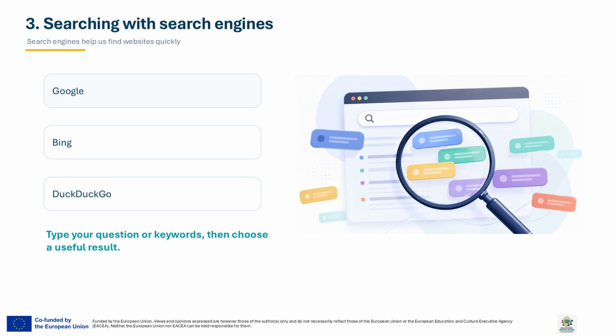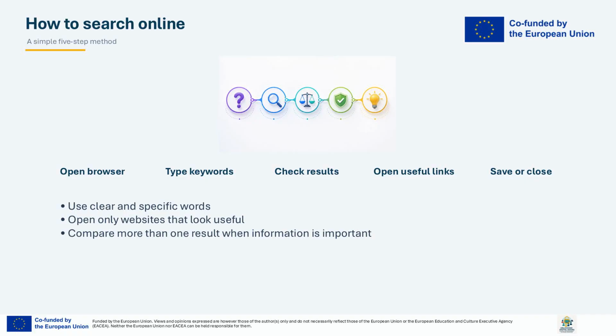Examples of search engines are Google, Bing, and DuckDuckGo. When we do not know the exact website address, we can type a question or keywords into a search engine. Then the search engine shows us a list of results. But we should remember, not every result is equally useful or reliable. We need to choose carefully. This slide shows a simple 5-step method for searching online. First, open the browser. Second, type your keywords. Third, check the results. Fourth, open useful links. Fifth, save or close the page when finished.